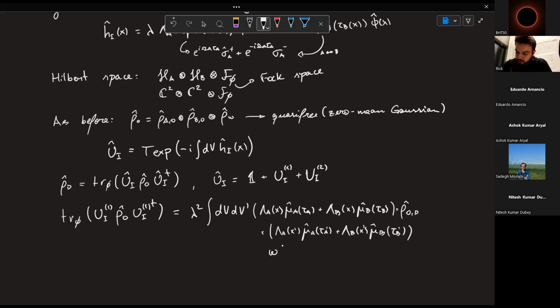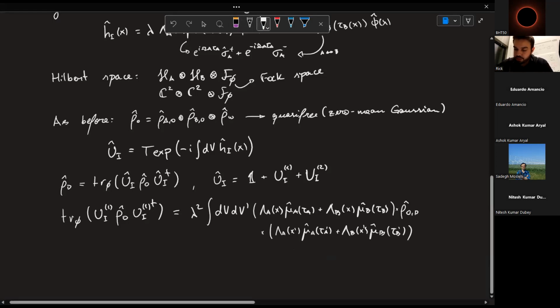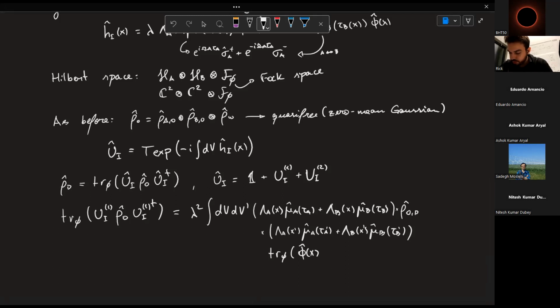And then there would be the state of the field contracted, basically the trace over the field of the two quantum fields that would show up in each case, which would give you phi of x prime, phi of x. Let me write this in a way that's probably more clear: the trace over the field is only going to affect the part which is phi of x, the rho of the field, phi of x prime. And here this rho zero D, what I mean is rho zero A times rho zero B. Okay. So this is one of the terms that we would have to compute.